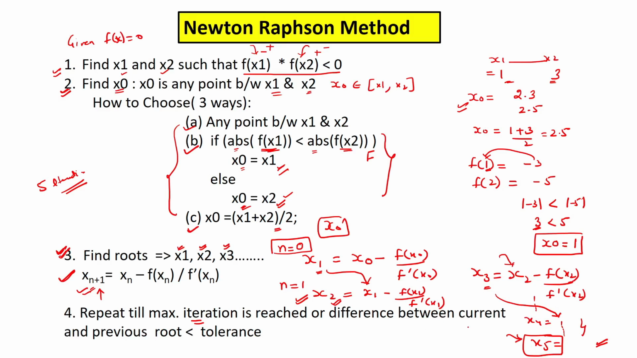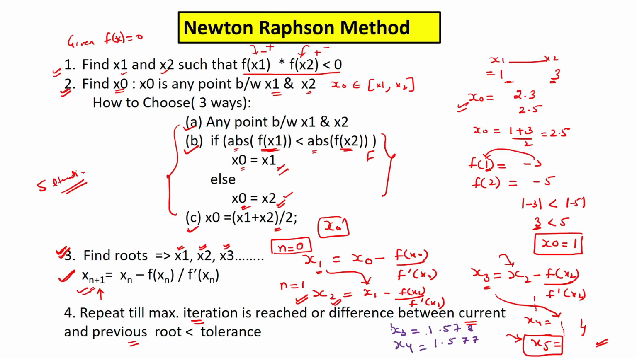And we can also stop when the difference between the current and the previous root is less than our tolerance. So tolerance means absolute error. So let's say in some iteration x3 you got the root as 1.578, okay, and in x4 you got the root as 1.577, let's say.